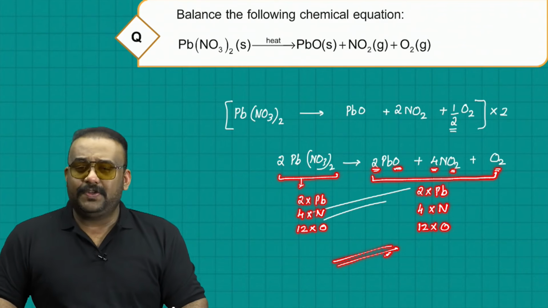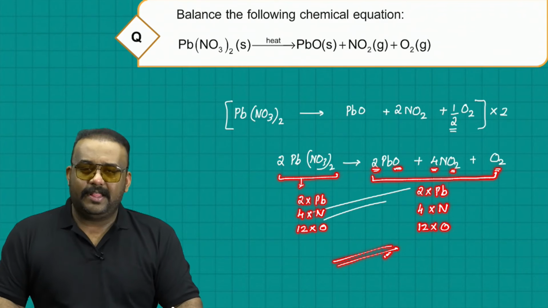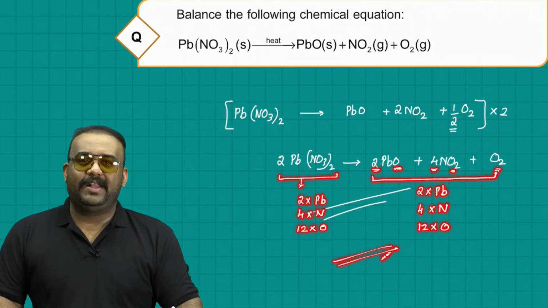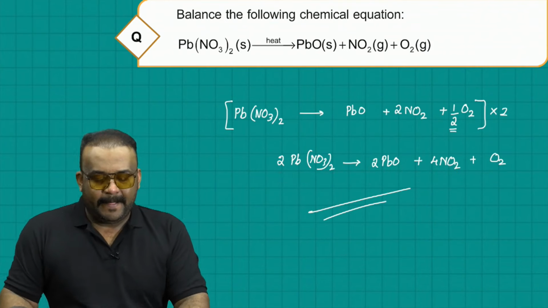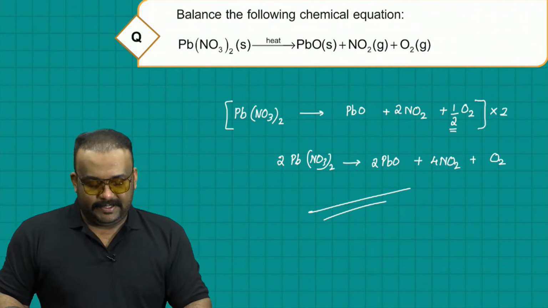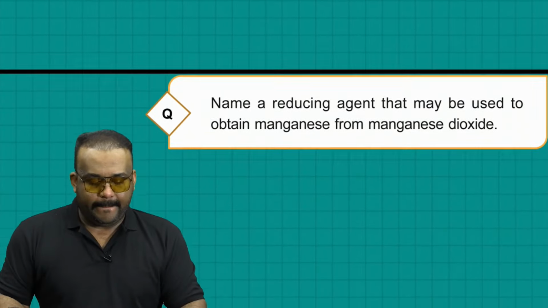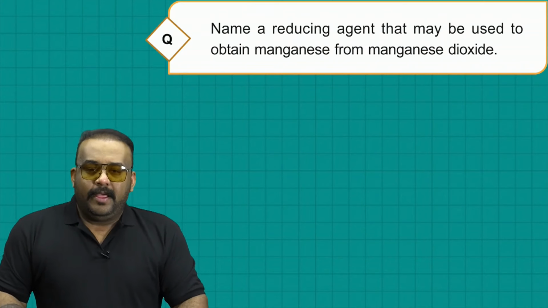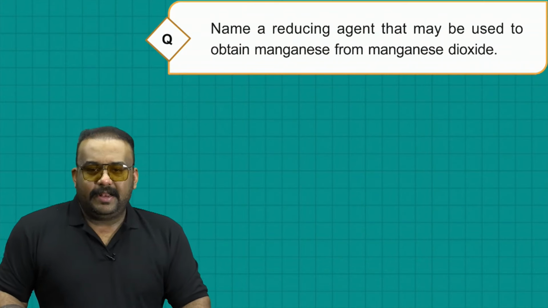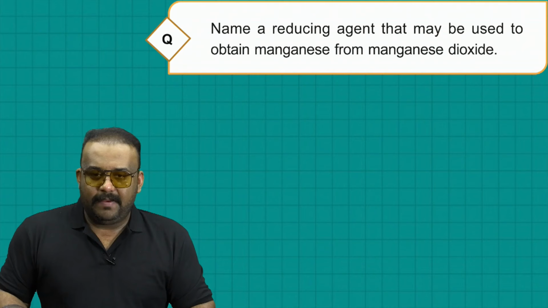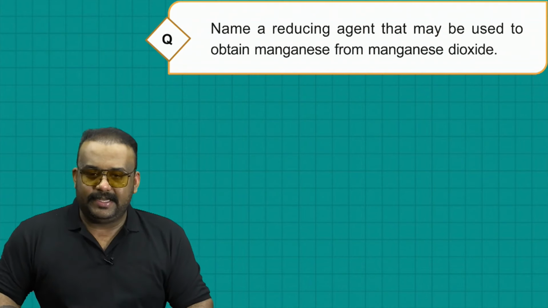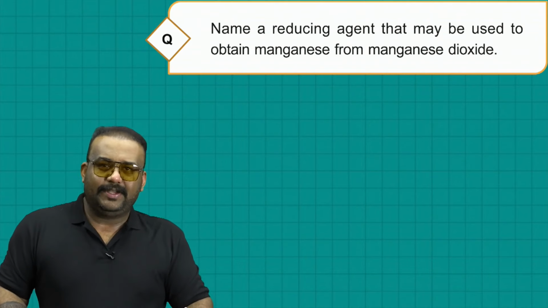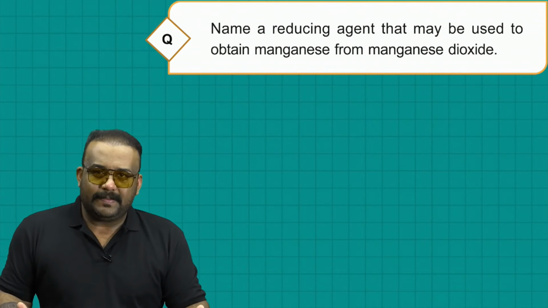So I hope with these 2 questions, you're clear with the idea of law of conservation of mass and also how to balance the chemical equation. Let's move on to the next question. Name a reducing agent that may be used to obtain manganese from manganese dioxide. See, there are so many choices of reducing agents that you can use.